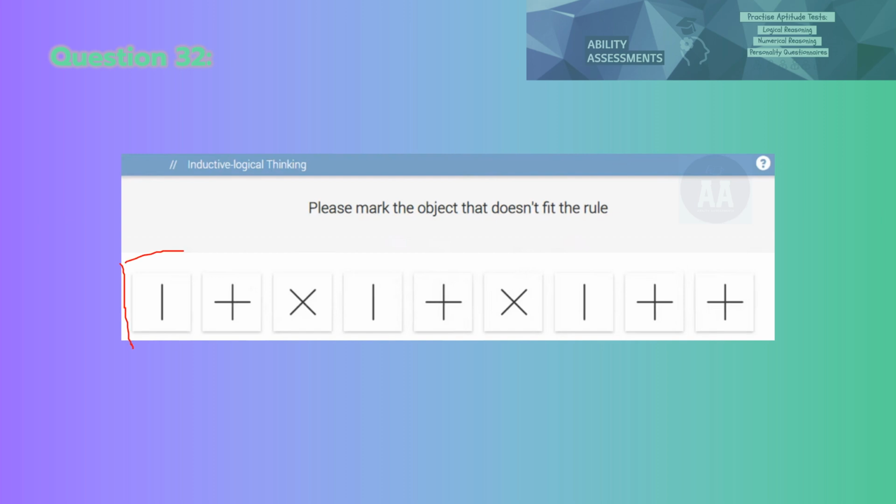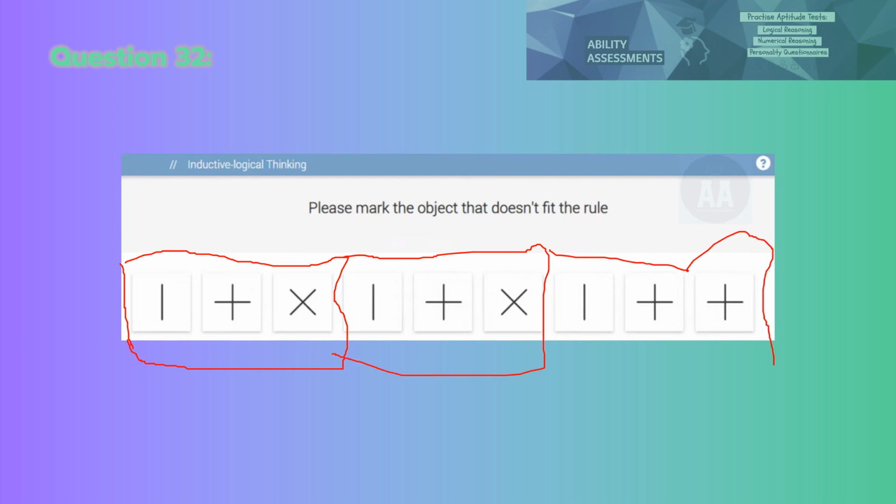So if we segregate the 9 objects into 3 sets of 3, so we have this one, and then we have this one. Hopefully you can see that there is a pattern, and the pattern is of course a repeating pattern of 1 plus X. So you can see 1 plus X, 1 plus X, and then 1 plus, and this one should be an X, but as you can see it is not, it's a plus, and so this is going to be our shape that doesn't fit the rule because it shows a plus sign instead of an X.